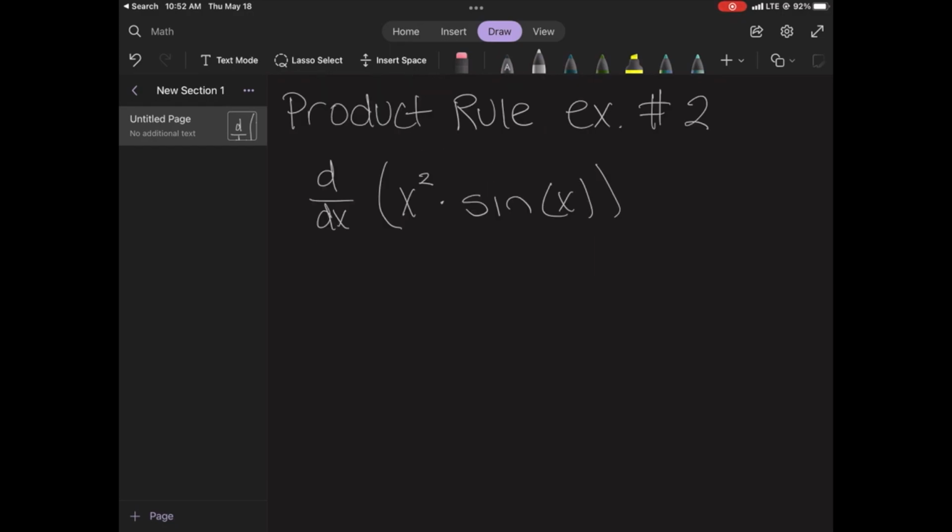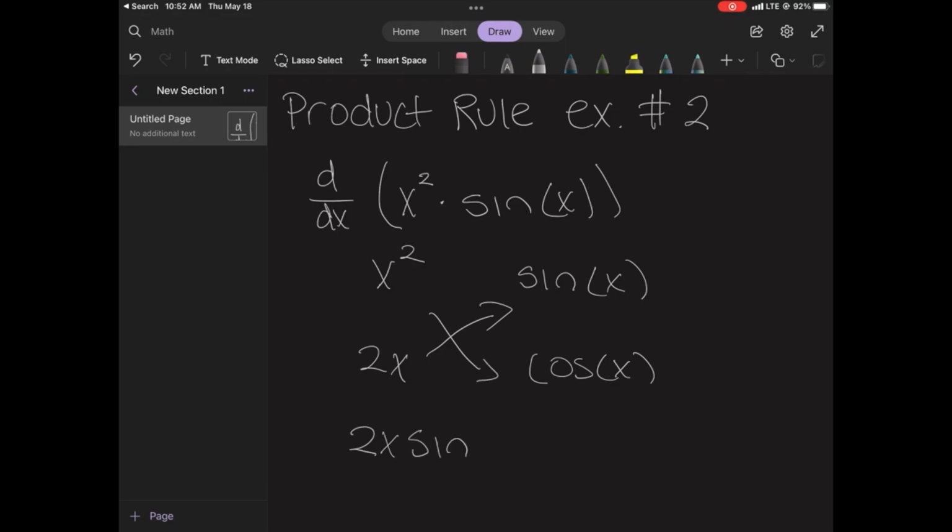So here we have the second product example. We have x squared times sine of x. And so we're going to write our two factors and write the derivatives. So derivative of sine is cosine, and derivative of x squared is 2x. And then we're going to multiply across, so 2x times sine of x and x squared times cosine of x. And we're going to add those together. And that will be our final answer because there's no combining like terms or simplifying.